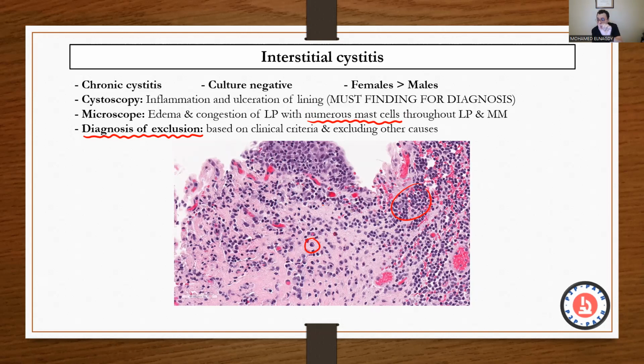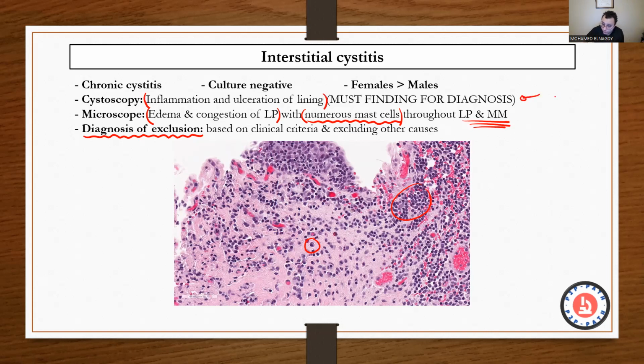And sometimes they say that by text. They don't even show you the picture. There are a lot of mast cells under the microscope. So it's edema and congestion in the lamina propria, or inflammation in the lamina propria, with multiple mast cells throughout the lamina propria and muscularis propria. You have to correlate this with endoscopic findings, and they would never give you a case of interstitial cystitis without telling you that the patient on cystoscopy had significant inflammation and significant ulceration of the lining of the bladder.